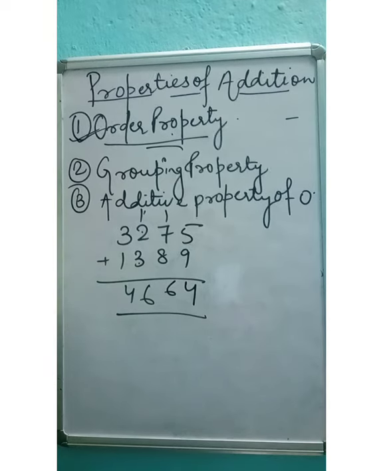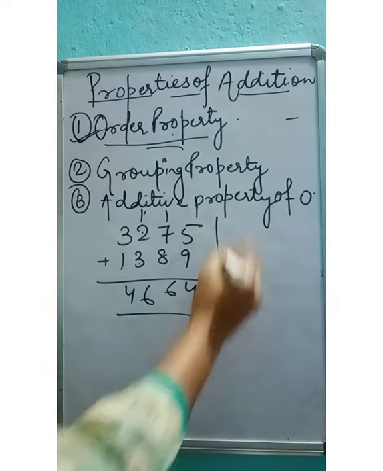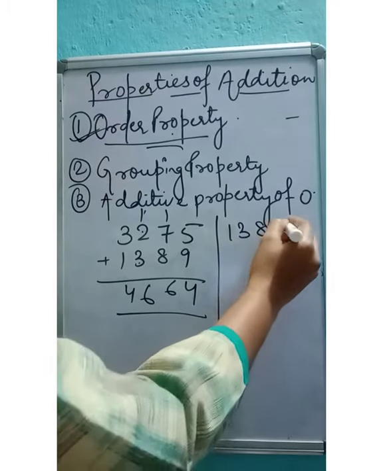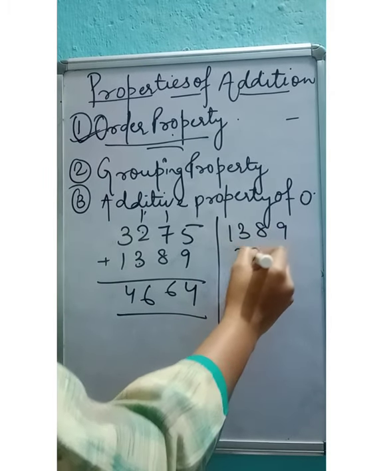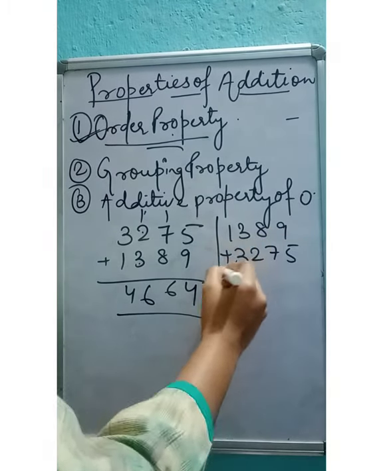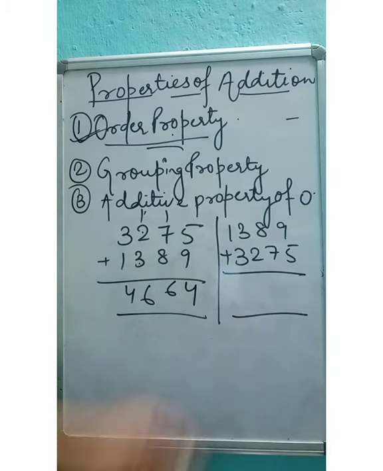The position of this. So, 1389 plus 3275. Now, add it once again. What will you get? Tell me the answer. Write it down in your rough copy. Take your rough copy in front of you and solve the problem in that. And then after, give me the answer. You can pause the video and you can type the answer.